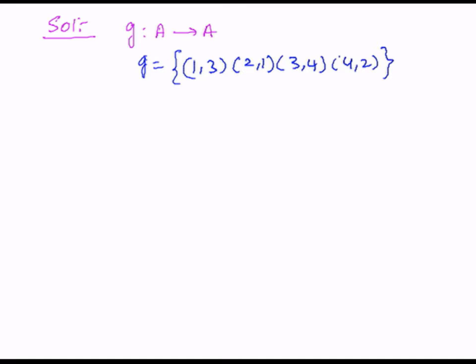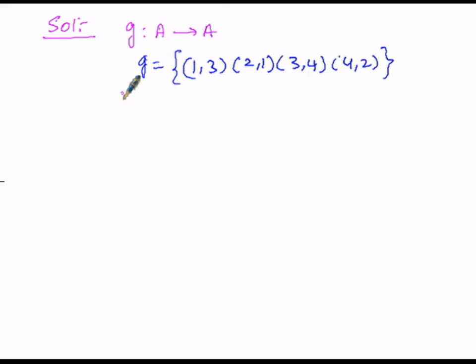So here to be a 1 to 1 function, no two ordered pairs, no two first coordinates have the same image in B. So here 1, 2, 3 and 4 are the different elements of the first set. So here the image of 1 is 3 and the image of 2 is 1 and the image of 3 is 4, the image of 4 is 2.